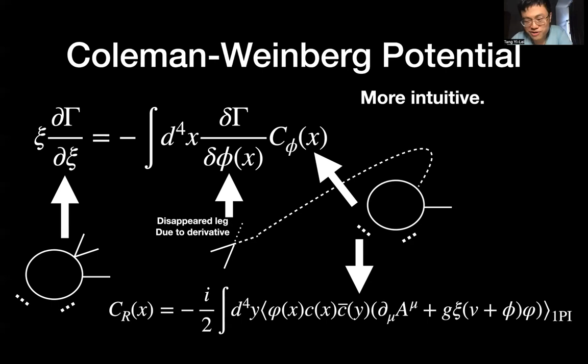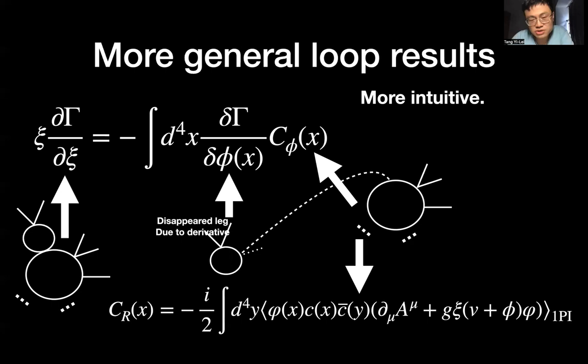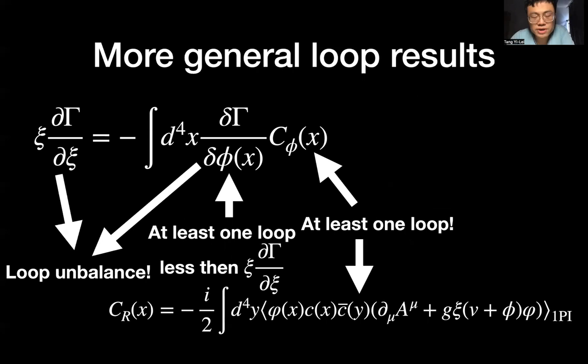Okay. So if we take into account the one-loop contribution on the right-hand side of this equation inside the delta gamma over delta phi, then on the left-hand side, the partial gamma over partial psi will be forced to include the two-loop diagrams. And so if we want delta gamma over delta phi to be at least one loop level, and since C phi should be at least one loop level, then on the left-hand side of this equation, it is very difficult to reach a loop balance.